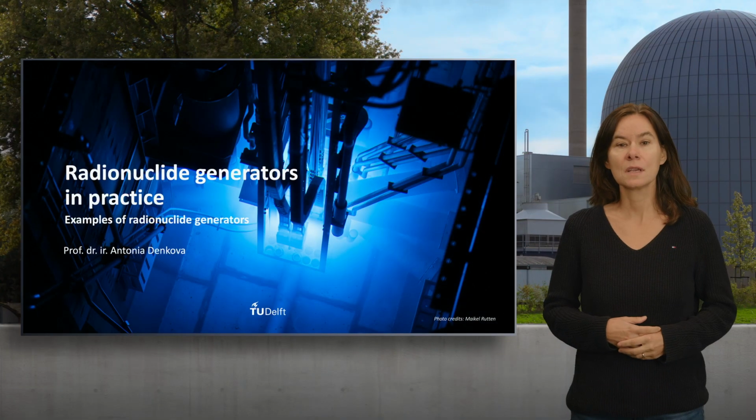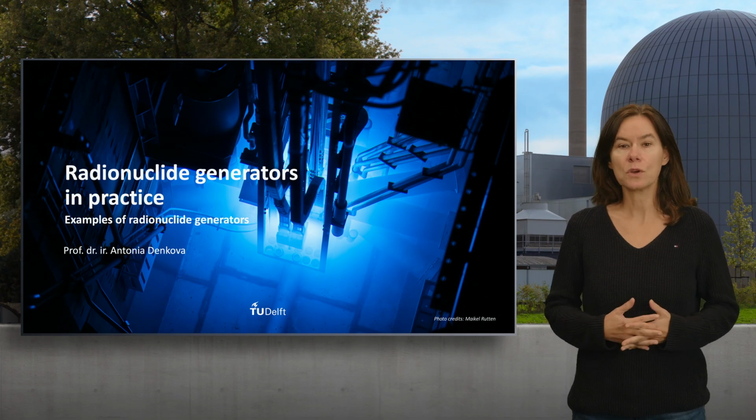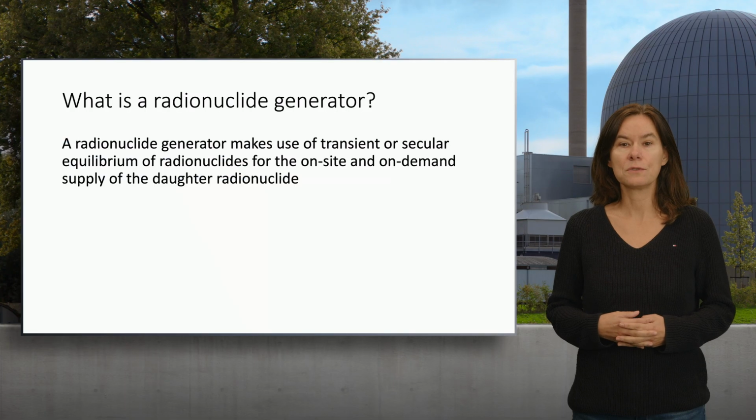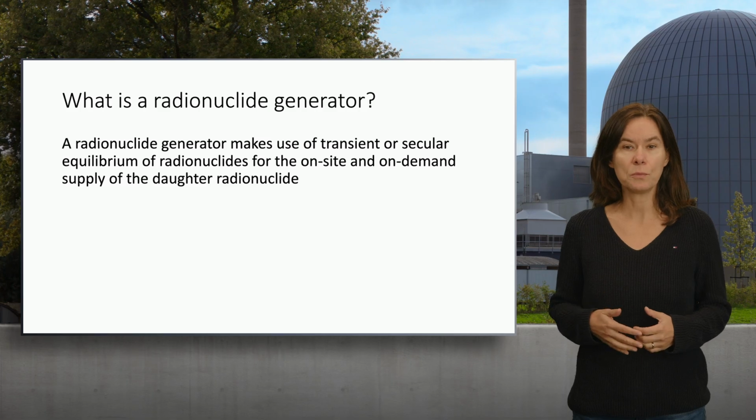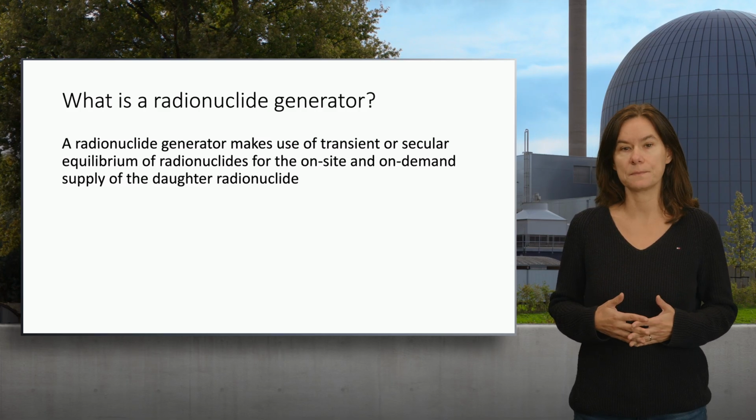In the last two lessons, we talked about sequential decay, transient and secular equilibrium. And in this lesson, we are going to learn how we can apply transient and secular equilibrium in practice. We're going to talk about radionuclide generators. But what is a radionuclide generator? Radionuclide generators are devices that make use of transient and secular equilibrium to ensure on-site and on-demand supply of radionuclides.